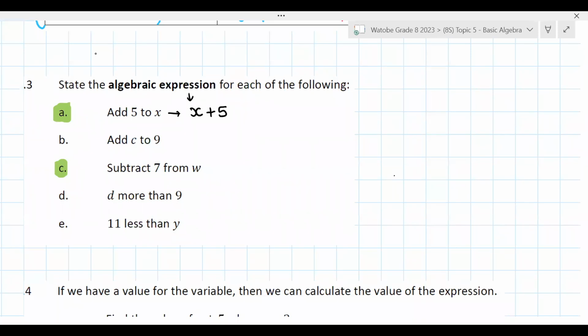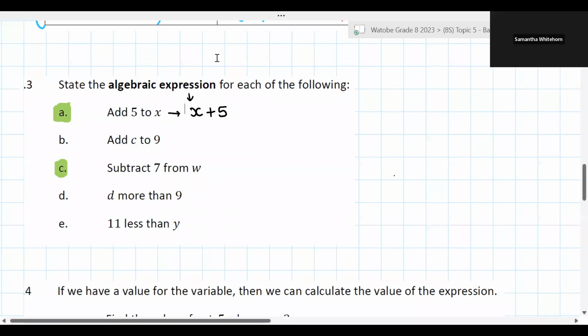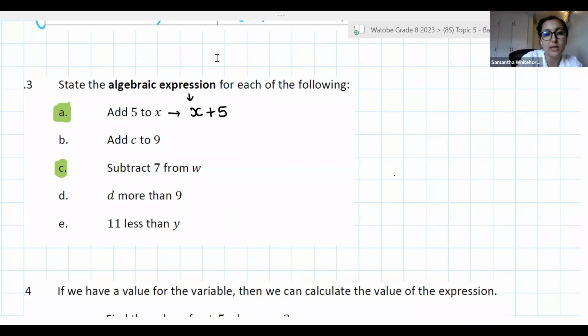If I then look at question C, it says subtract 7 from W. So we need to read carefully. It says 7 from W. So what that means is I'm starting with W. So let's say it's W rands, and I'm subtracting 7 from it. So it needs to be W minus 7. I started with W, and I took 7 from W.